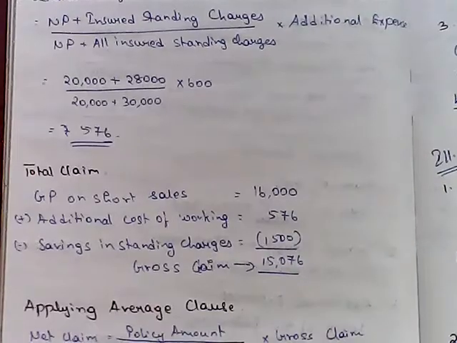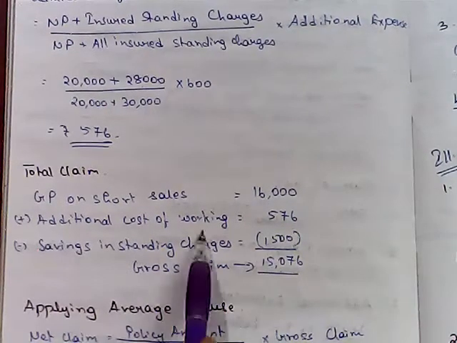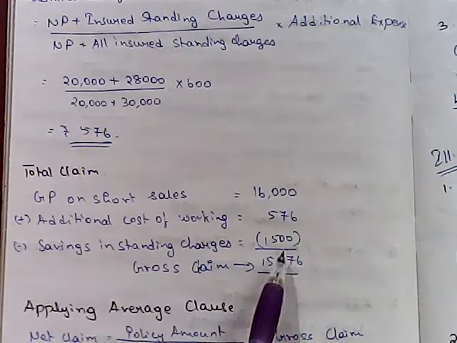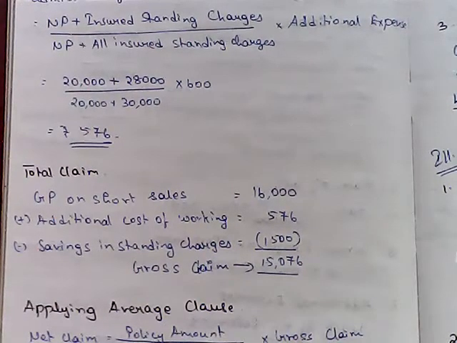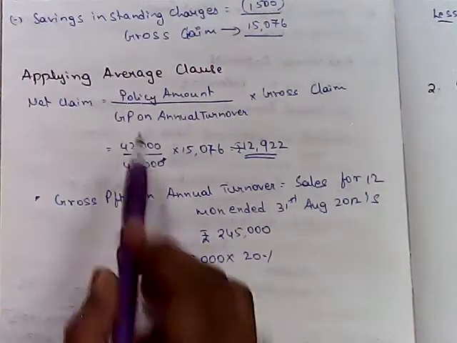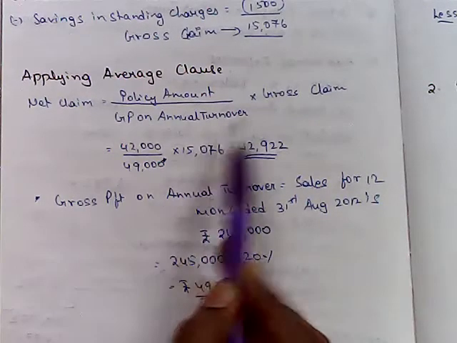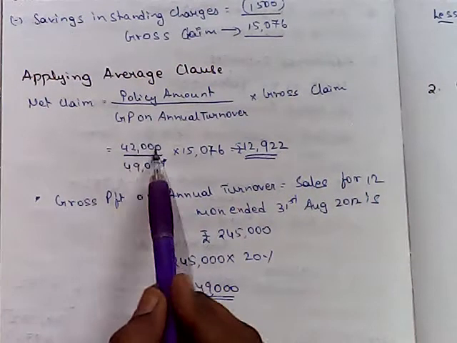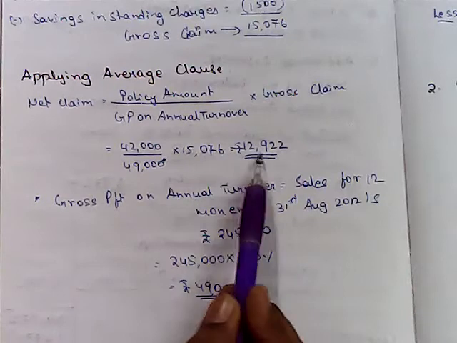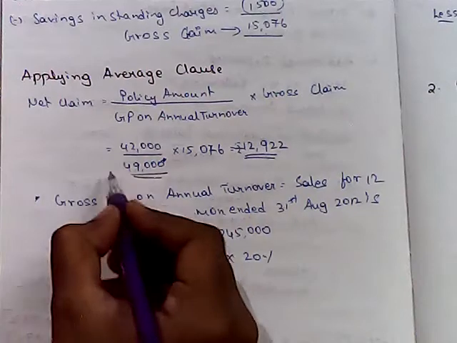Okay, so what is the total claim? Gross profit on short sales, which is 16,000, plus additional cost of working, which is 576, minus savings in the standing charges, which is 1,500. So the gross claim is 15,076. Now applying the average clause, net claim is equal to policy amount divided by gross profit on annual turnover into gross claim. So it is 42,000 divided by 49,000 into 15,076, which is 12,922.